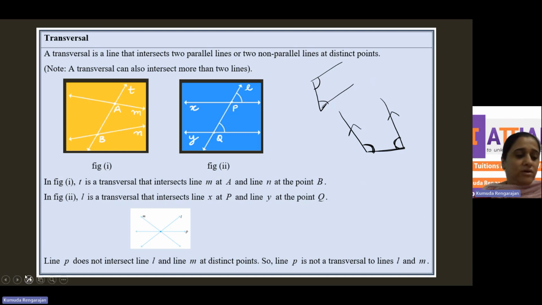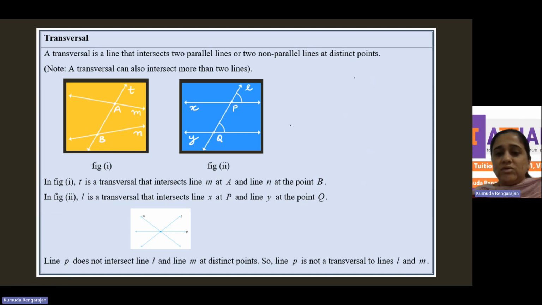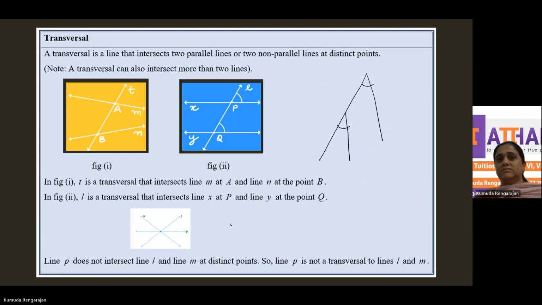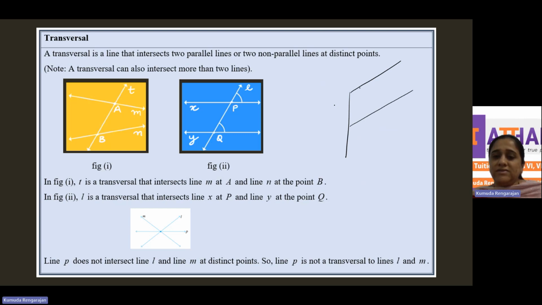All right. Now, angles in the shape of an F. Supposing we have parallel lines here and here. So this is a kind of an F, right? This is the transversal. This angle and this angle are corresponding angles. Or it can be like this also, F like this. This angle and this angle are corresponding angles.